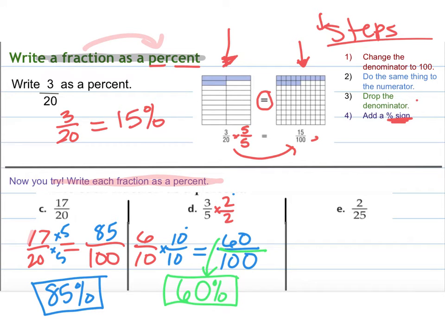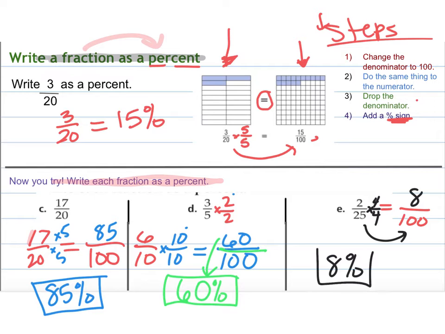Last one, maybe you're ready to do it on your own. I'm going to try to get this to be out of 100. To do that, I can multiply both the numerator and denominator by 4. And I get 8/100ths, which is the same as 8 per 100 or 8%. So again, you're using a number to multiply both the numerator and denominator to get the denominator to be per 100, and per 100 means percent.